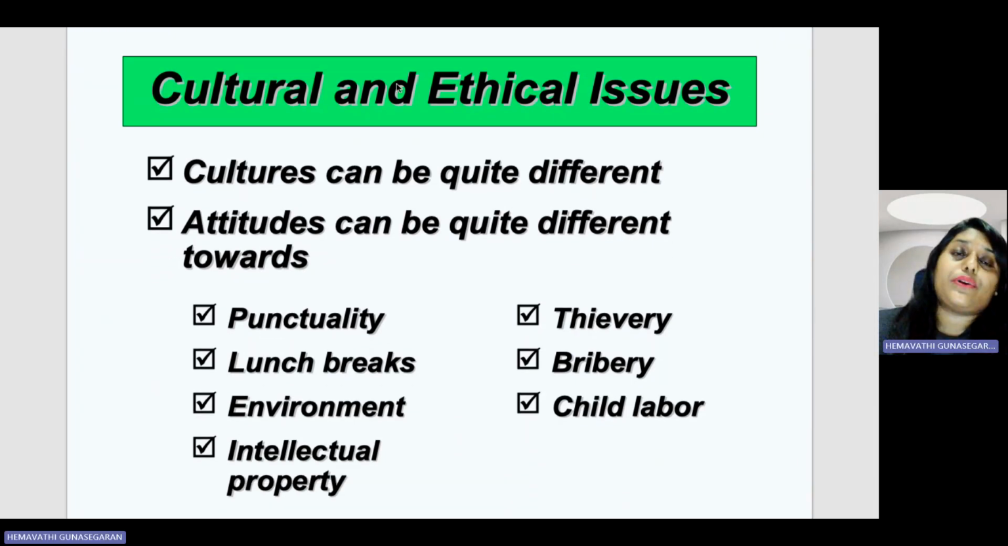When we speak about globalizing, we have one element which we call cultural and ethical issues. Like I said earlier, we want to diversify our companies. We want to diversify our operations. But during this diversification, when we are going to globalize our company to another country, right?